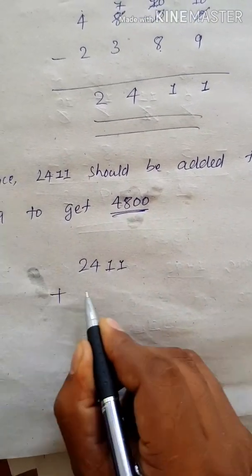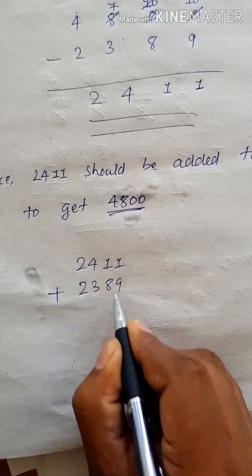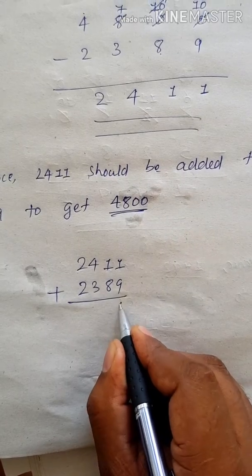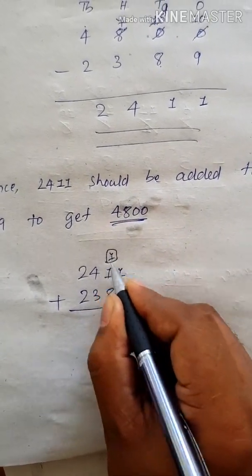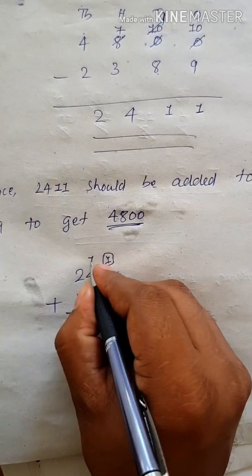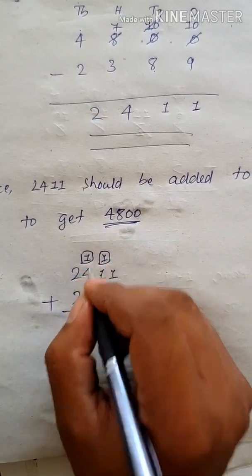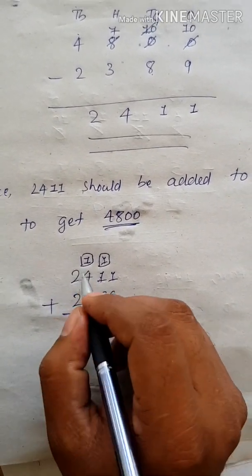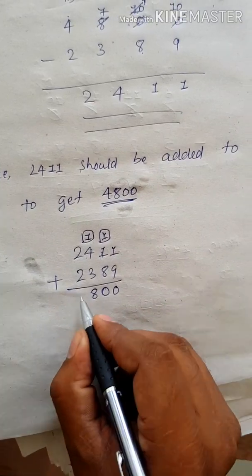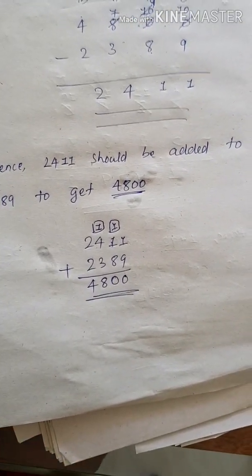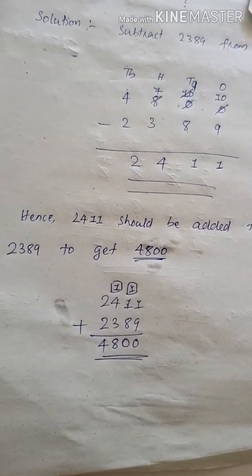2411 plus 2389. Here 1 plus 9 is 10, 1 is carry. 1 plus 1, 2; 2 plus 8, again 10, 1 is carry. Then 1 plus 4, 5; 5 plus 3, 8. Next, thousands column, 2 plus 2 is 4. So we got the answer 4800. Understood? Okay, one more example.